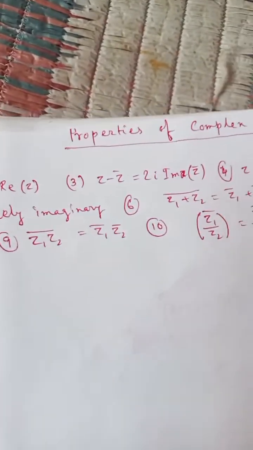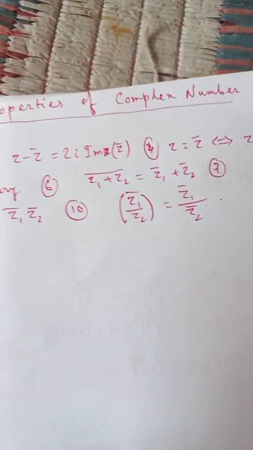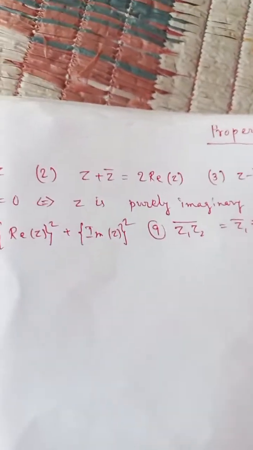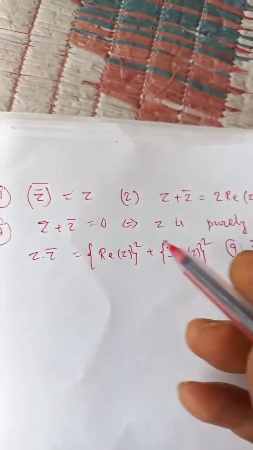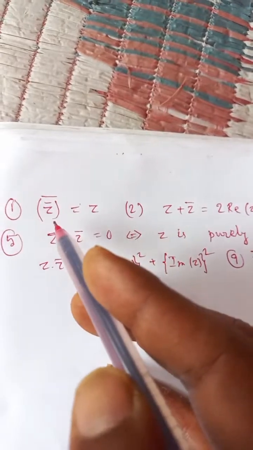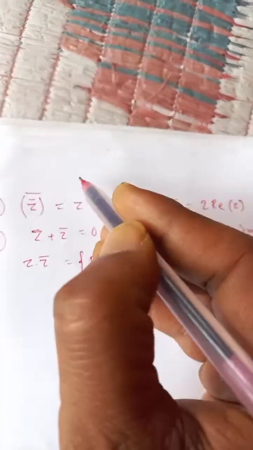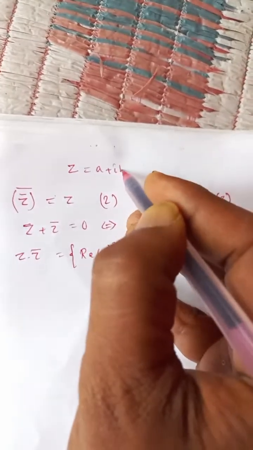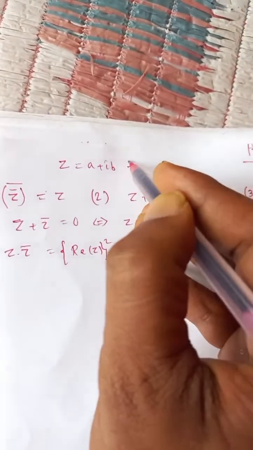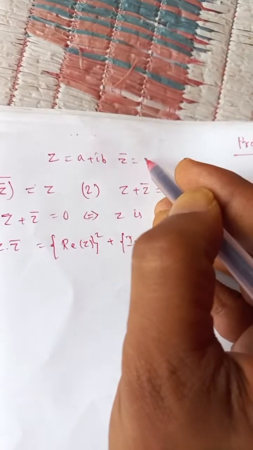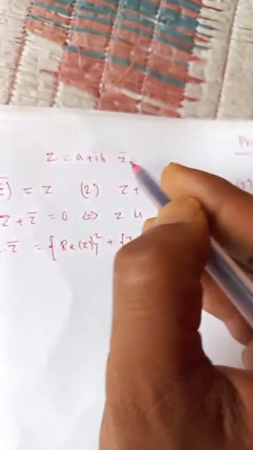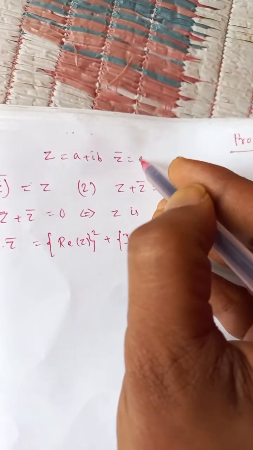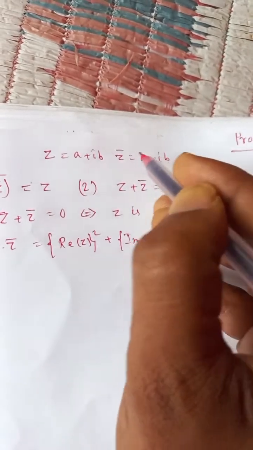Today I am discussing properties of complex numbers. Here are some properties related with conjugates. So what is Z? We take Z is equal to a plus iota b, and Z bar is the conjugate of the complex number Z, which is a minus iota b.